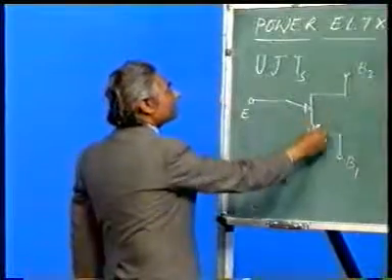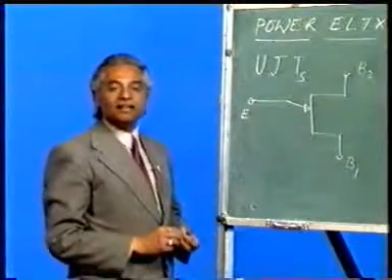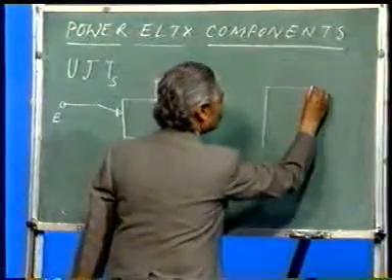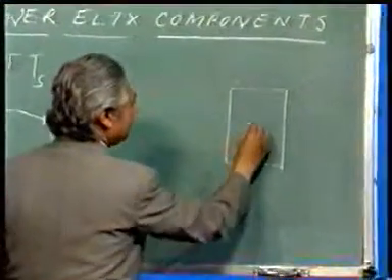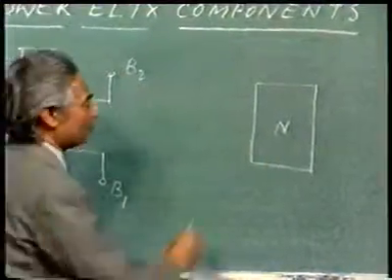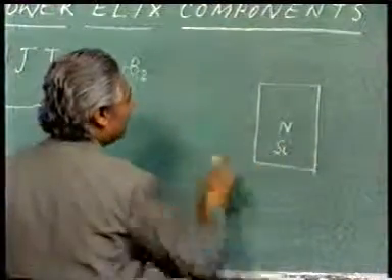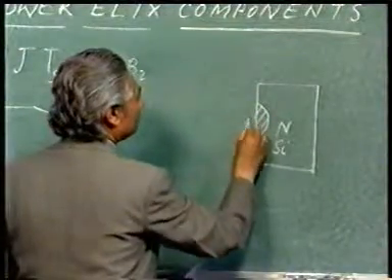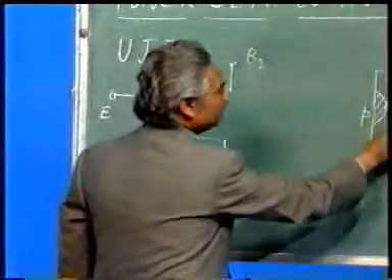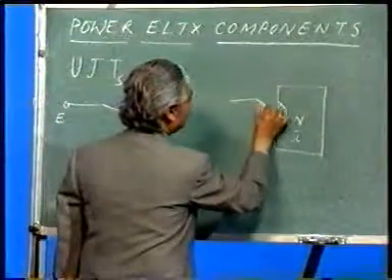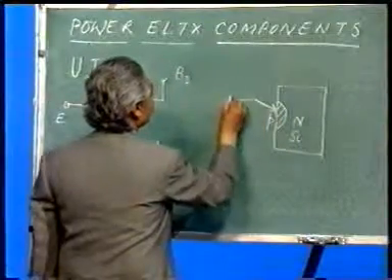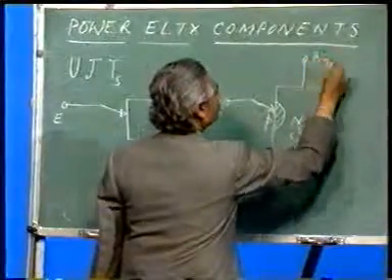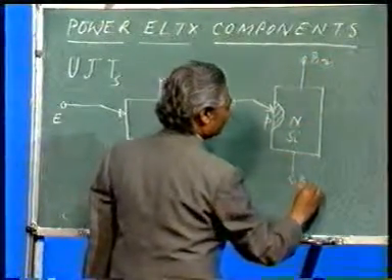Now once I say this is base only, how do you say there is a layer or junction? It is like this. The construction can be shown like this. This is an N base, N silicon base, and in this base there is a diffusion of a P layer. Now this becomes a PN junction or NP junction, and here the emitter is taken out. This is base 2, this is base 1.